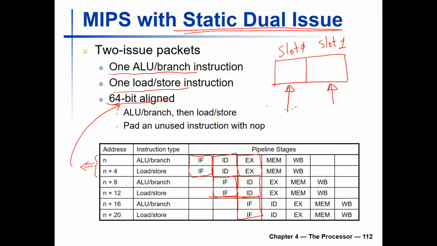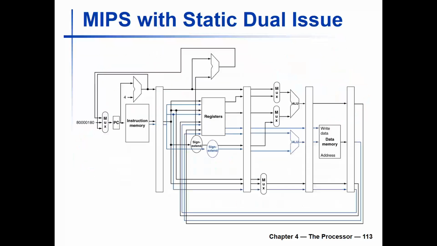Now, in our architecture, we said in slot 0 we can execute ALU or branch, and here we can execute store or load. So what do we need to update in our hardware to accommodate such a change? Now, in our hardware, everything looks the same, except, let me get the highlighter.